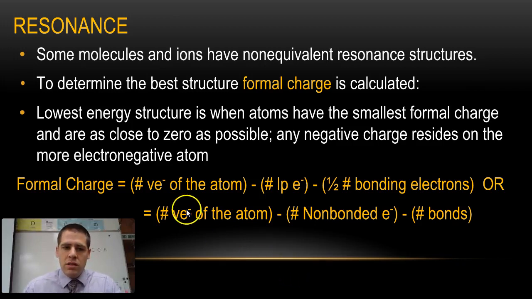There are a couple different ways to do this. Some textbooks will give you a formula like this. I think it's a little bit more straightforward to just say: figure out the number of valence electrons for the atom, subtract the number of non-bonded electrons, and then also subtract the number of bonds on that atom.